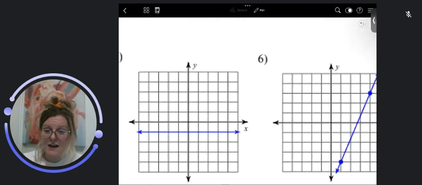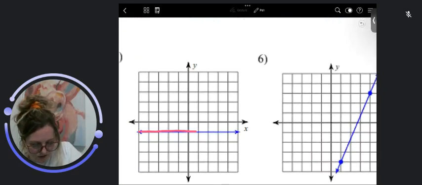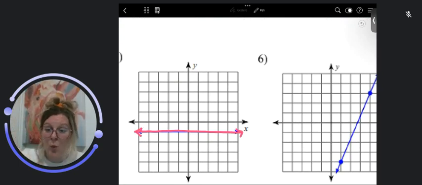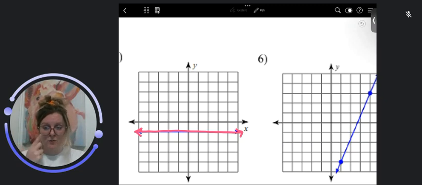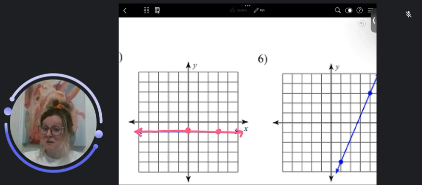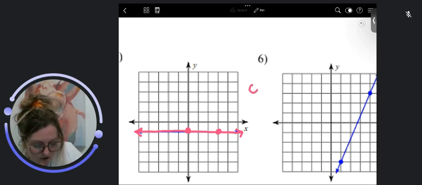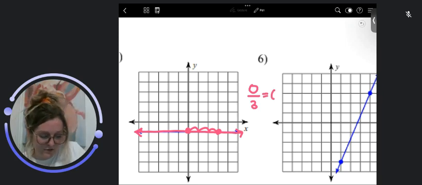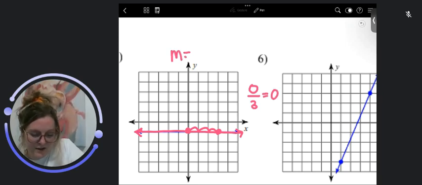Okay, looking at the next one, something is different here. So notice I have a flat line. I know it's kind of hard to see on the computer. That is the line that we are looking at. So I'm going to show you 2 different ways. One, we are going to pick 2 perfect points. Here's my 2 perfect points. Any 2 perfect points on the line. I'm going to rise. Guys, I'm not rising any, so I'm really rising 0. And I'm running, let's count that as 1, 2, 3. 0 divided by 3 is 0, so my slope here is 0.